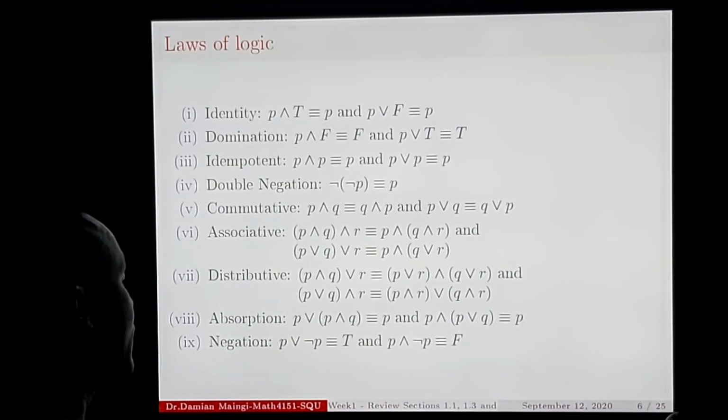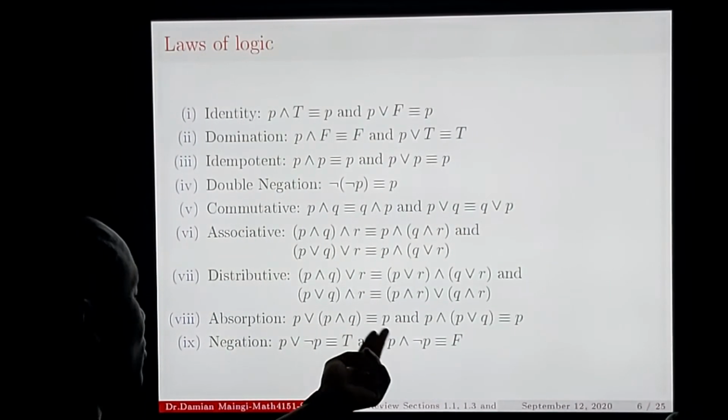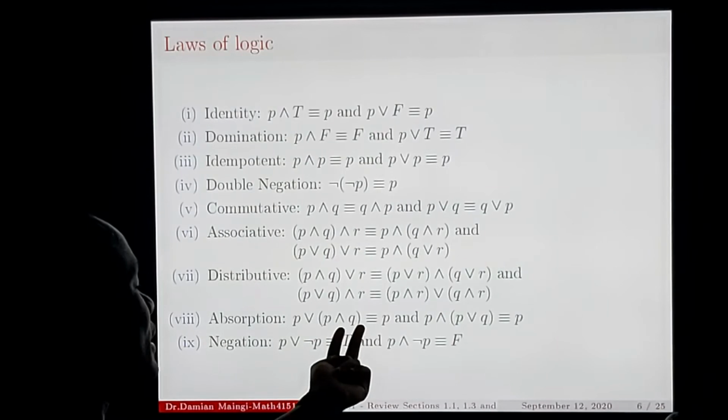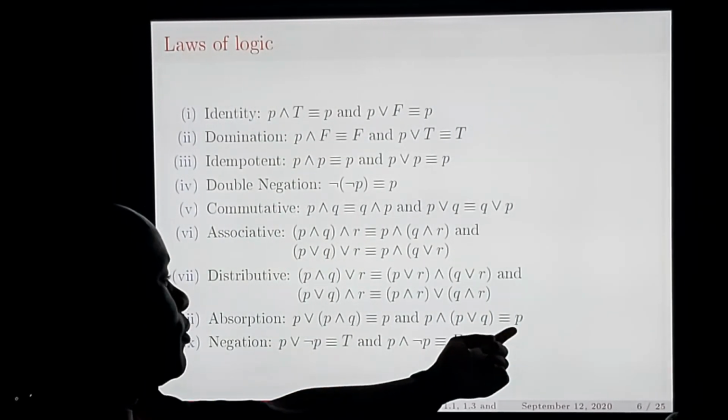Okay? Then absorption, this is just absorbing. P or (P and Q) is equivalent to P. This actually is nice for you to verify. It's not too hard to do that. P and (P or Q) is P.